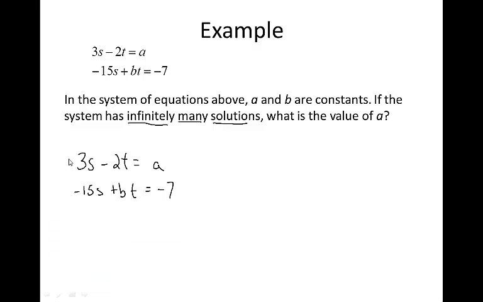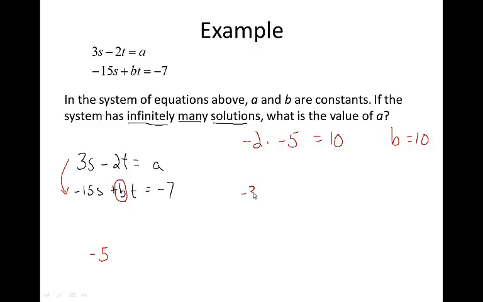The easiest way for me to think about it is, what am I multiplying by to get from 3 to negative 15? I'm multiplying by -5. So if this is the same line, you want to multiply -2 by -5 to get this constant right here. So -2 times -5 equals 10. So b equals 10, because you want to keep that factor that you're multiplying by the same.